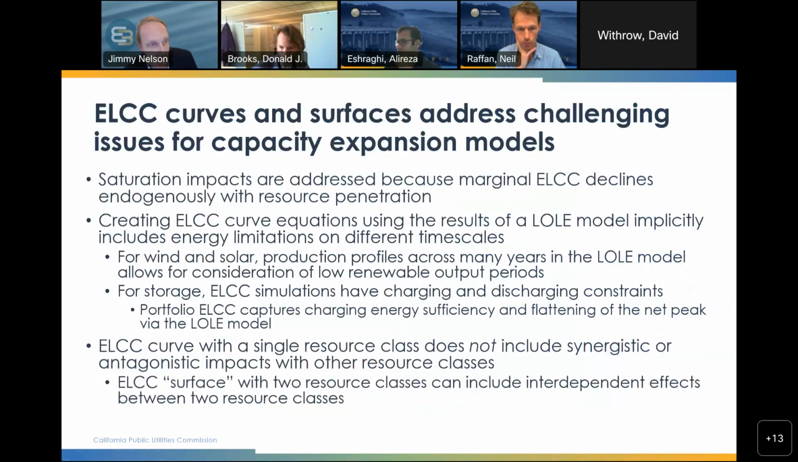This is content that I presented at the April Modeling Advisory Group, so I'll just briefly say that one of the main goals of ELCC curves and surfaces is to address these challenging saturation impacts and the diversity and interactive impacts between different resource types, and to do that endogenously in a capacity expansion model. Next slide.